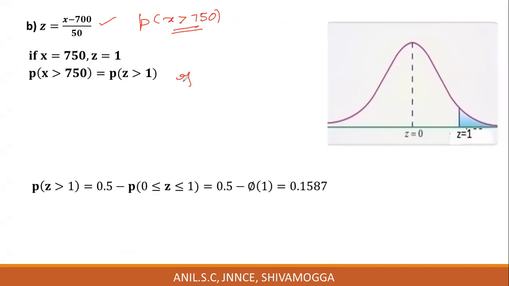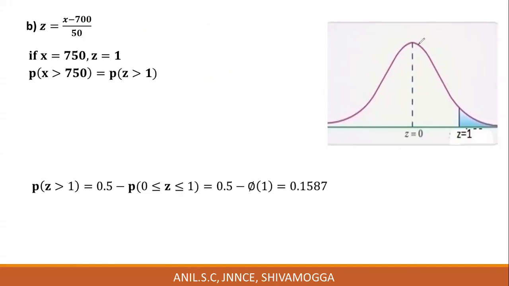When x is equal to 750, what will be the corresponding value of Z? 750 minus 700 is 50, 50 by 50 is 1. Therefore, writing probability where x greater than 750 is same as probability where Z greater than 1. Mark that area where Z is greater than 1.